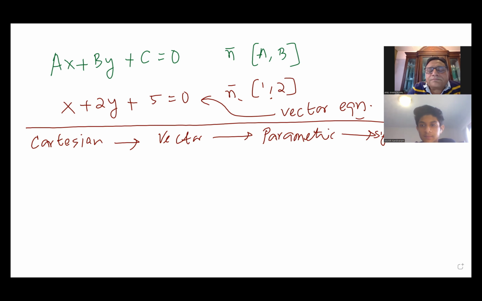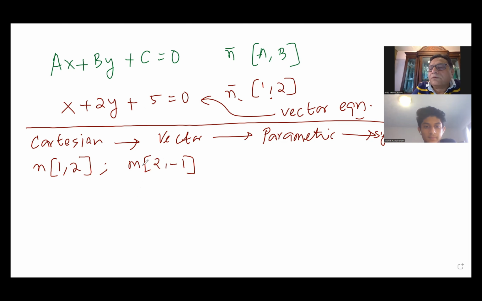Okay. So now tell me, Cartesian equation is given to you. How will you write the vector equation? Sir, we can find a point, right? And then find the slope and rewrite. Yes, you can do that. But you know the normal, so you know the slope, right? So since the normal is 1, 2, the slope will be 2, minus 1. So you know that, right?